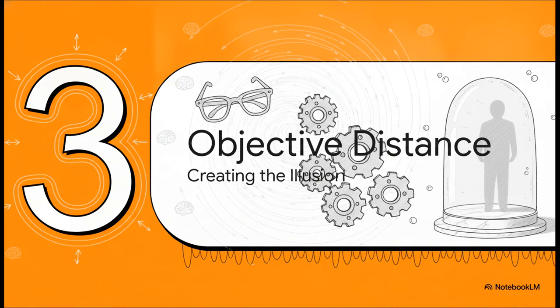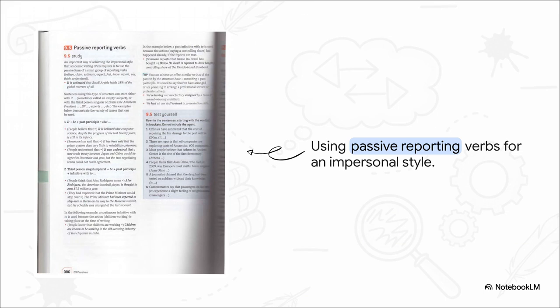Section 3. Creating objective distance. But there's actually a deeper layer to all of this. It isn't just about what gets placed at the front of the sentence. It's about the psychological impact of creating an illusion of absolute objectivity. Notice passive reporting verbs.